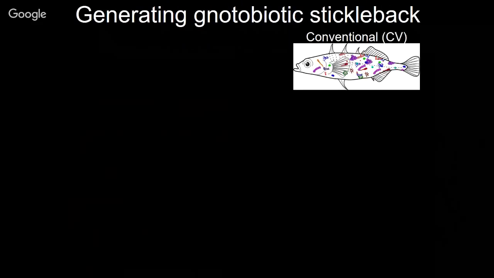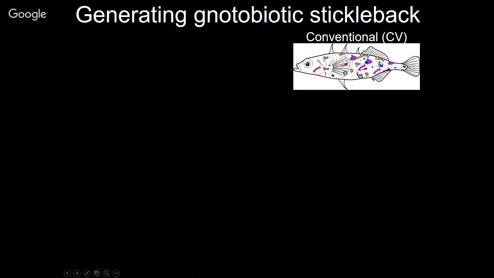Now we can do these host microbe interaction studies in stickleback because we're able to generate gnotobiotic stickleback. So what do I mean by gnotobiotic? Gnoto refers to known, and biotic refers to life. So what we're doing is manipulating what life, microbial life specifically, is associated with these stickleback.